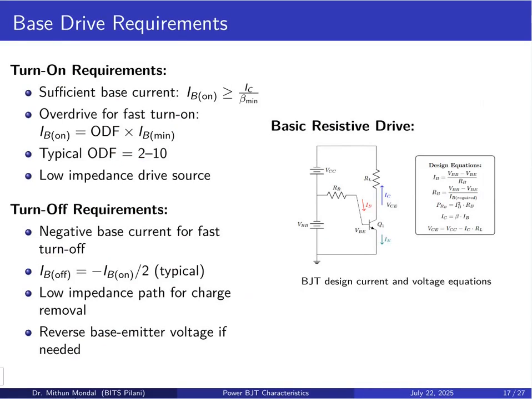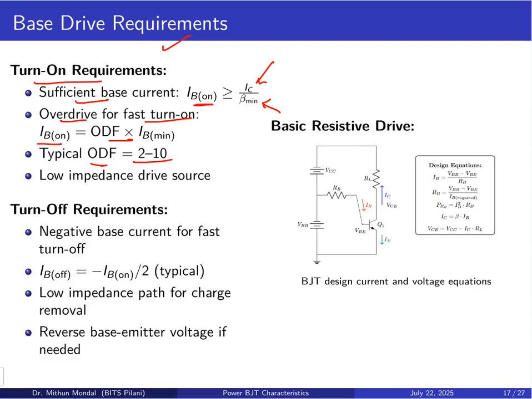The base drive requirement is there because you need a sufficient turn on, which occurs when the base current in the on state is greater than the collector current divided by beta, the minimum value. For the overdrive factor for fast turn on, you have beta on equal to ODF times beta minimum, and typically this ODF factor lies between 2 and 10.